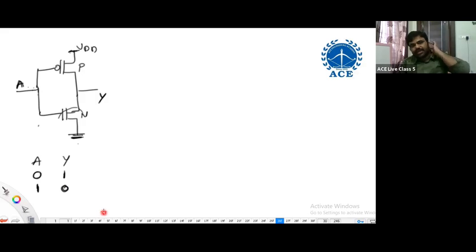That is a CMOS inverter. Functionally, what we can say? Y equals A bar. Understand, correct? NMOS and PMOS. So I'm using one of each.